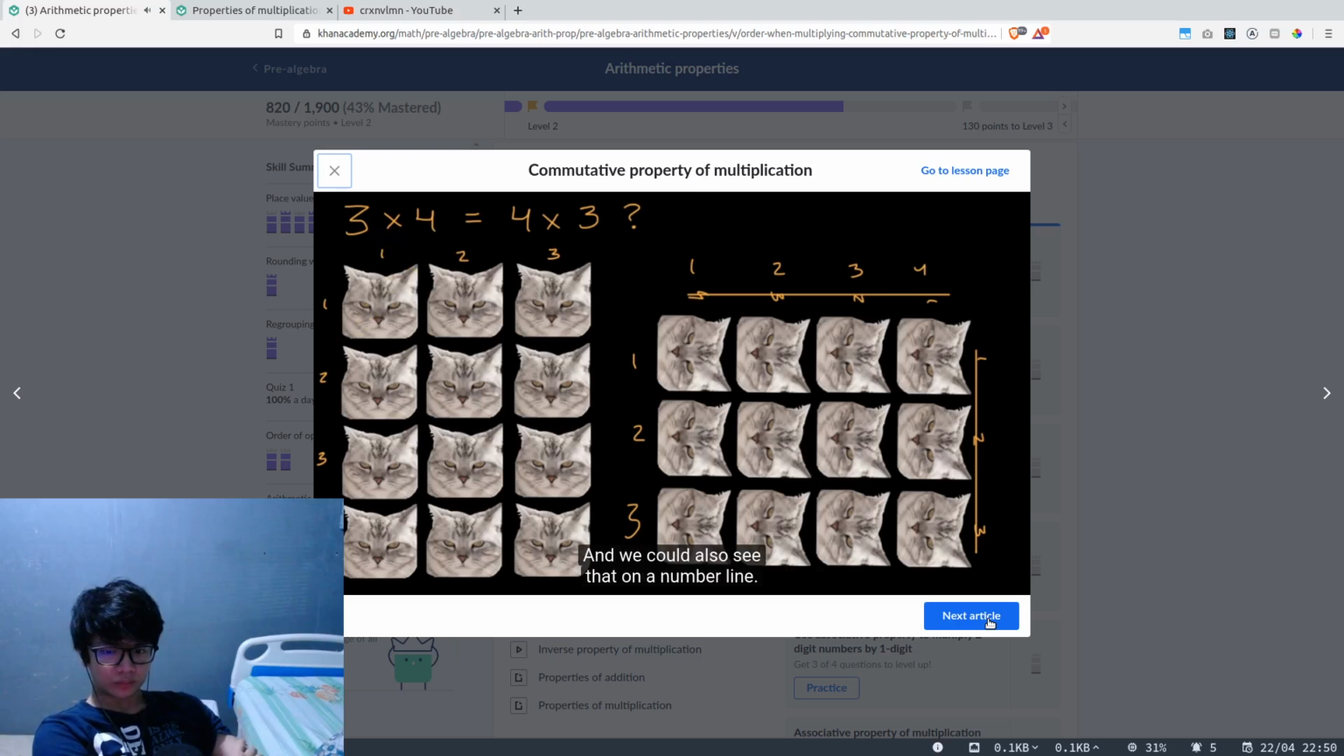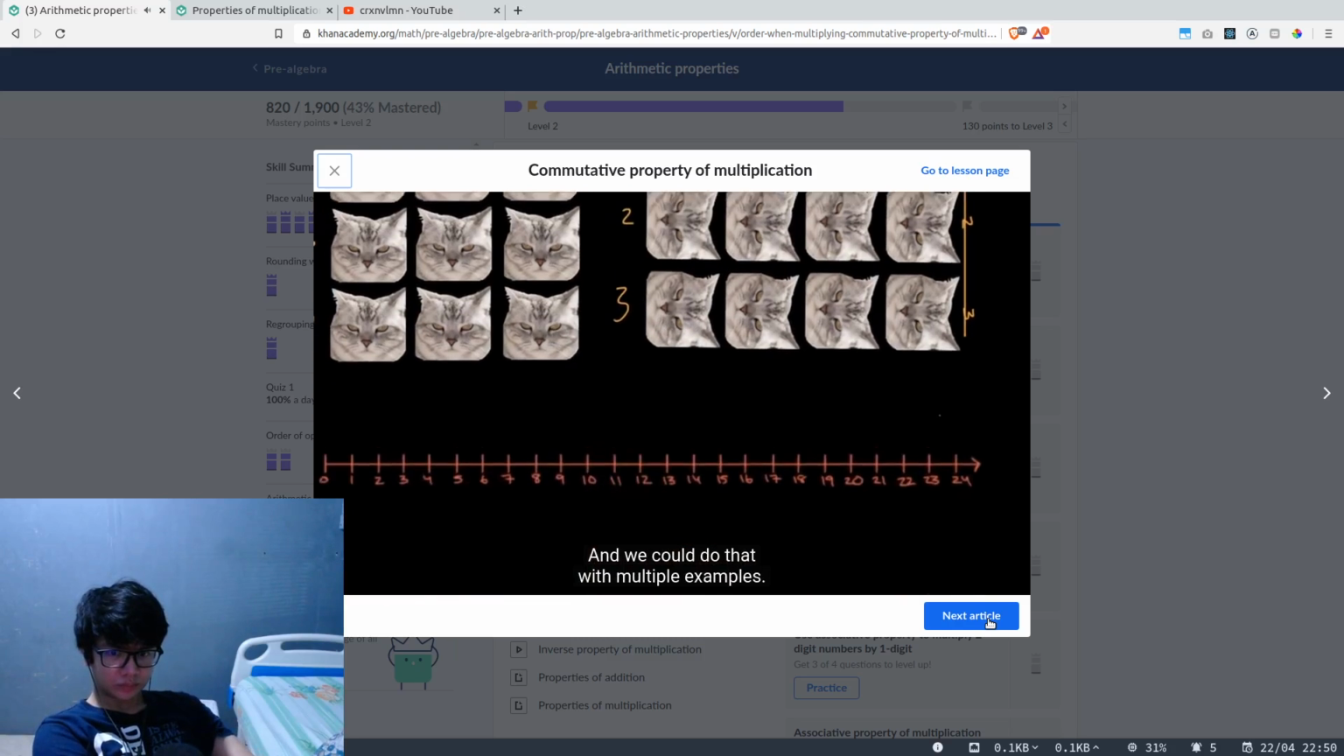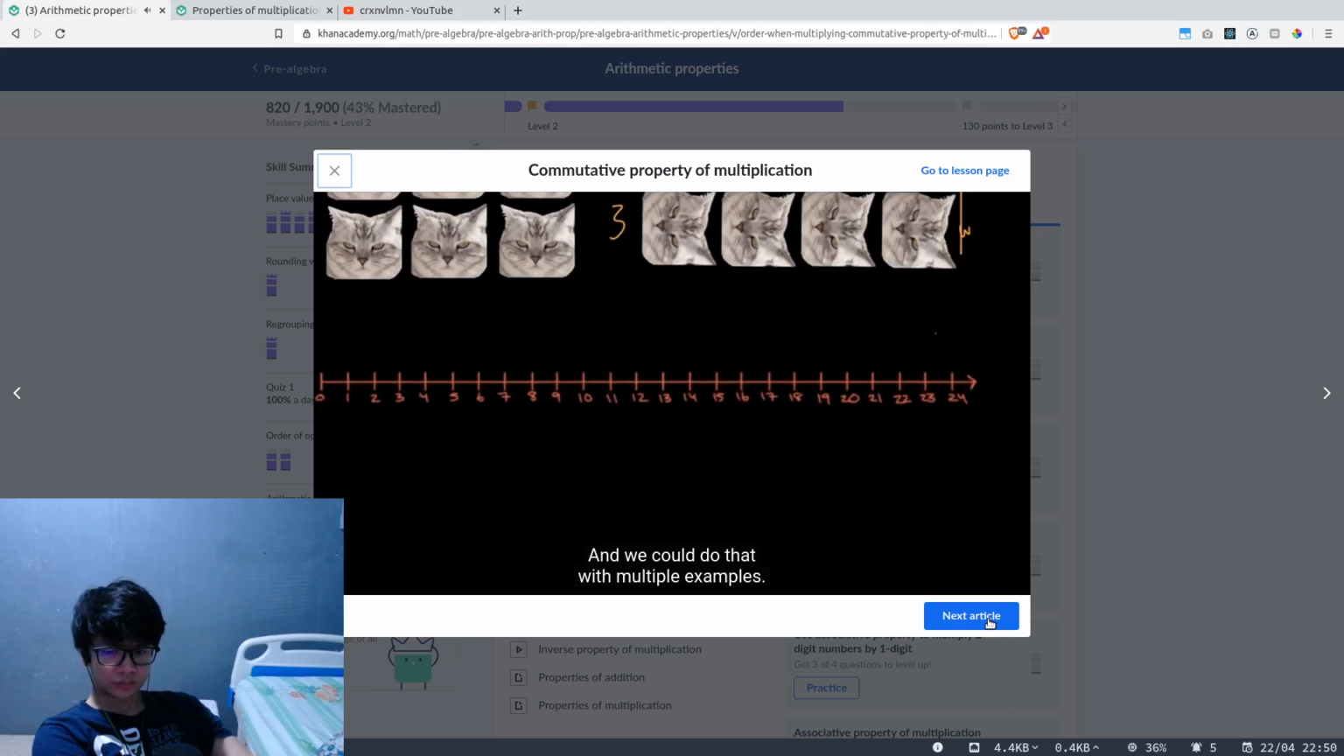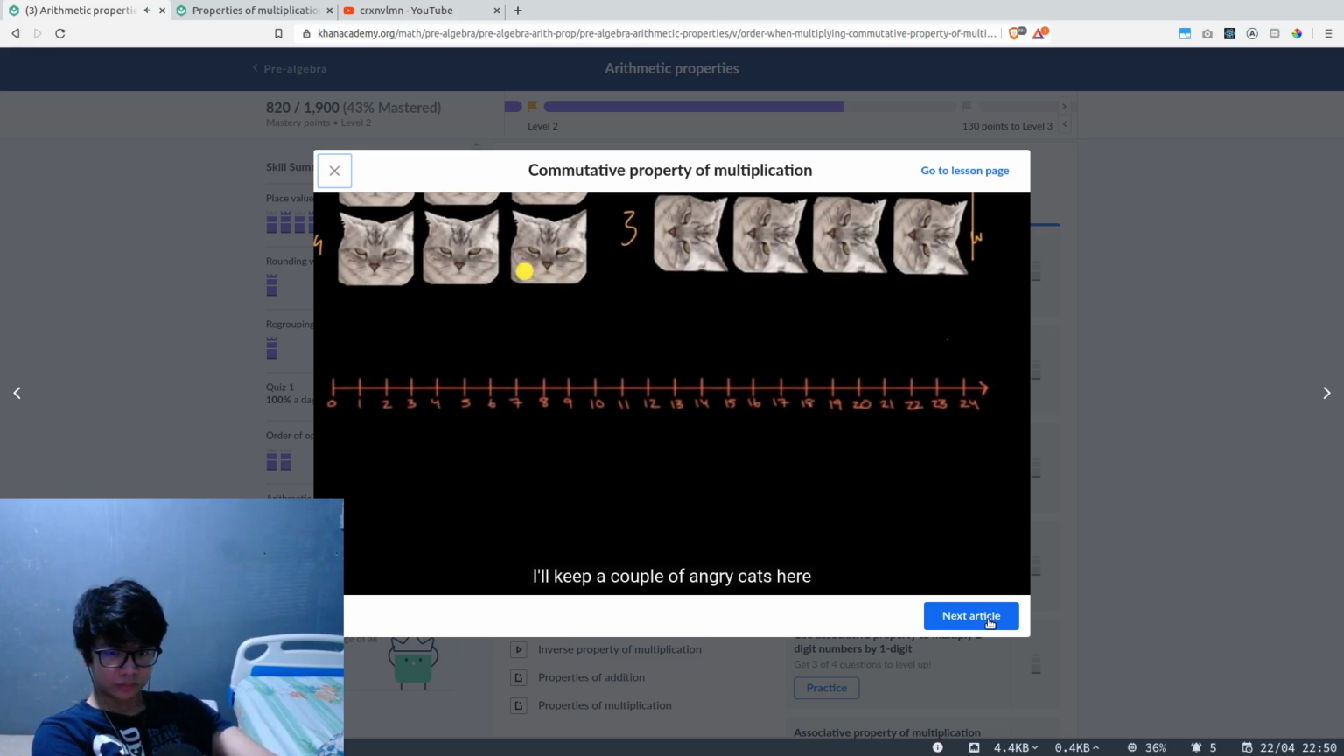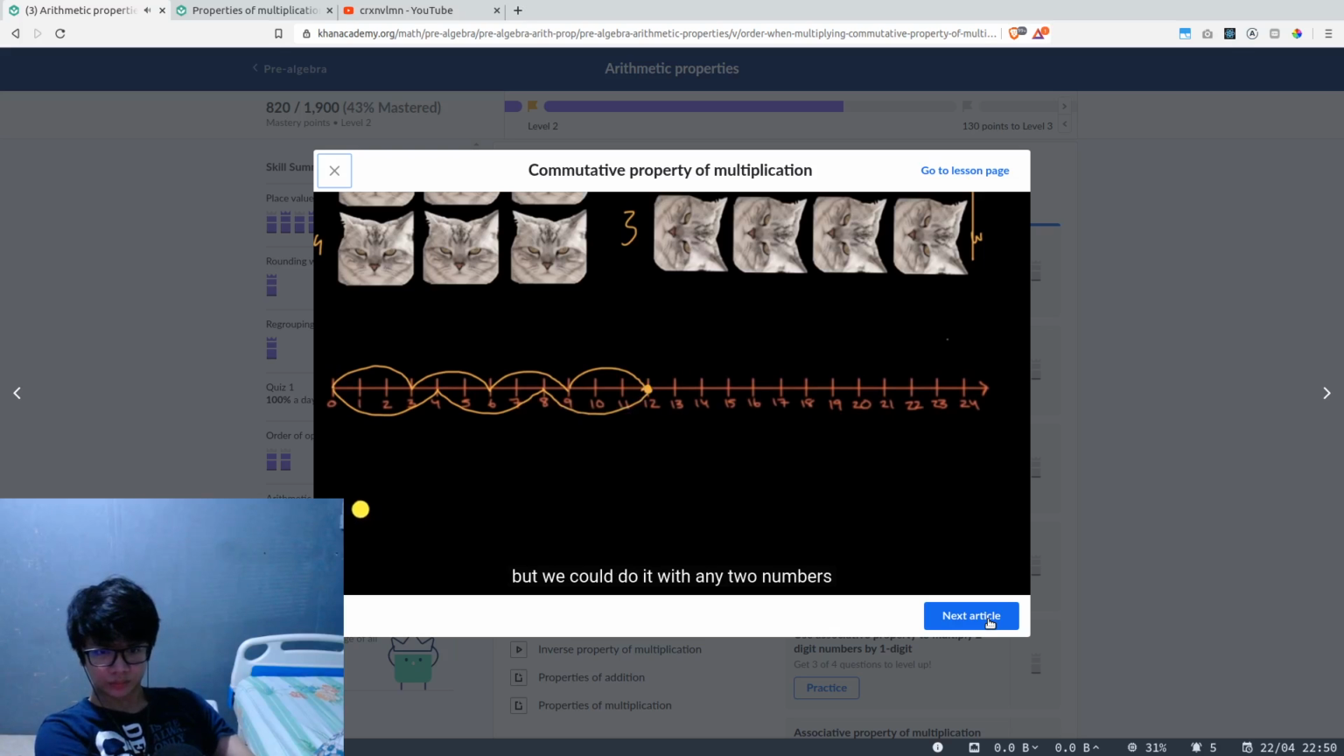And we could also see that on a number line. And we could do that with multiple examples. I'll keep a couple of angry cats here looking at us just to keep us in check. If we want to think about 3 times 4, we could view it as 4 threes. So 3, 6, 9, 12. Or we could view it as 3 fours. 4, 8, and 12.